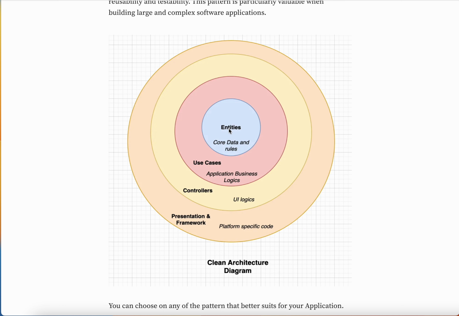So in simple terms, clean architecture helps you organize your code into well-defined layers, making it easier to manage and maintain. It separates platform-specific code from the core business logic, promoting code reusability and testability. This pattern is particularly valuable when building large and complex software applications.